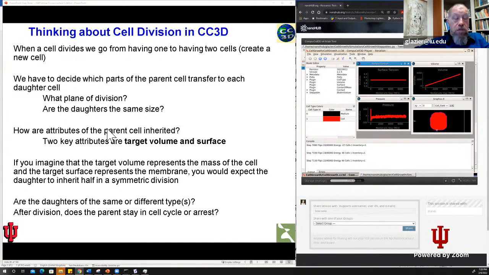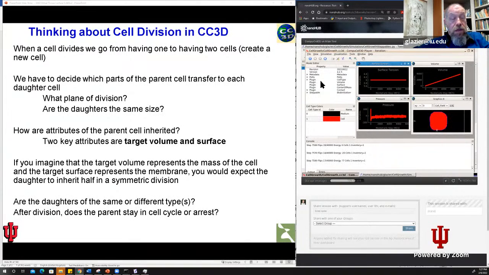When a cell divides, we're going to go from having one cell to having two cells. That means our simulation is now going to have an extra cell in it. We've added a cell to the simulation. And when we do that, we have to make a bunch of decisions, both biologically and computationally, about what's going on. In the first place, we have to say what parts of the parent cell get transferred to the daughter cell.